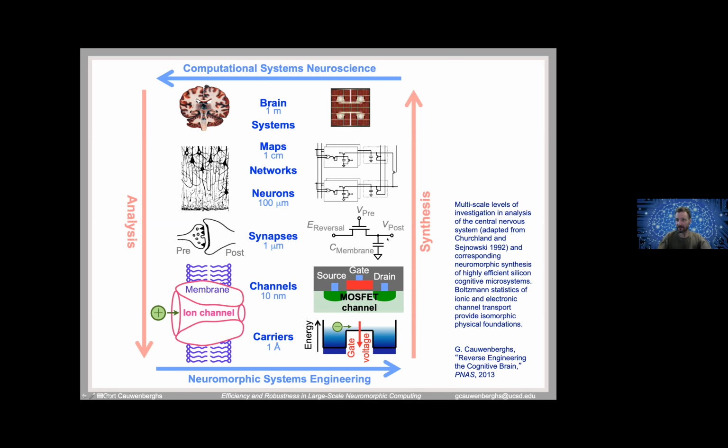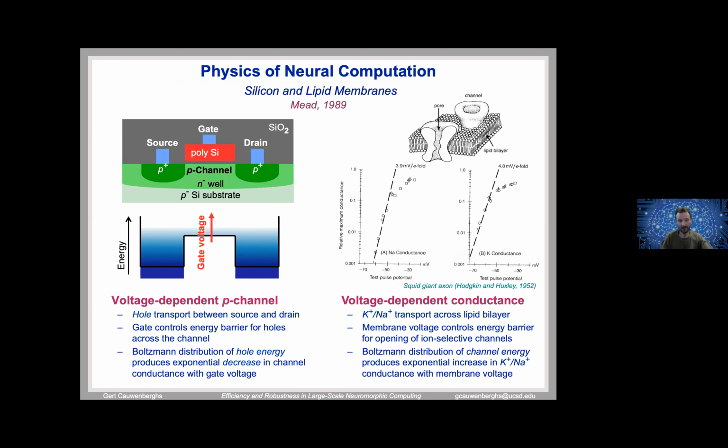And so in this way, this becomes a complementary endeavor where neuroscientists do analysis, and engineers do synthesis from the ground up. And so these bottom-up and top-down approaches can be combined efficiently for making progress in both neuromorphic engineering as well as computational systems and neuroscience. And so it's important to think of this at the fundamental device level.